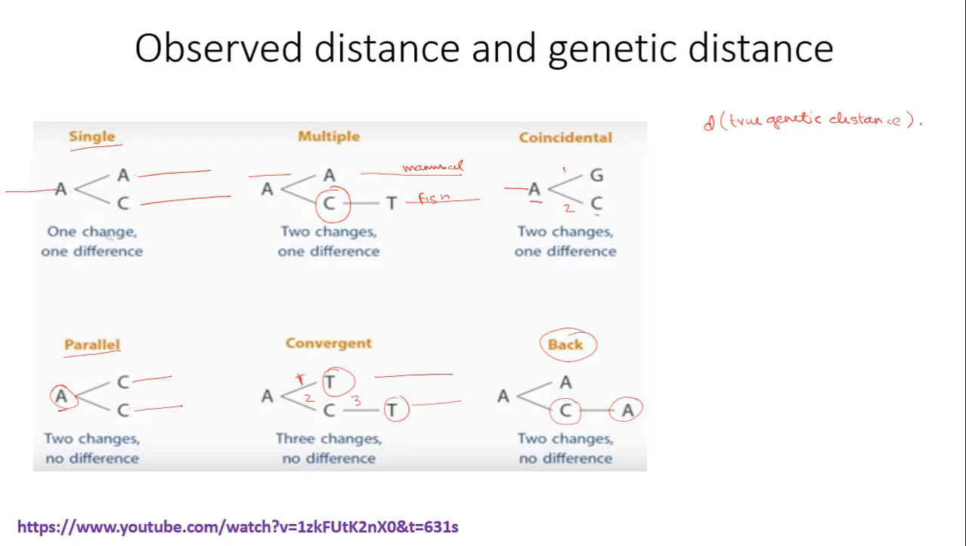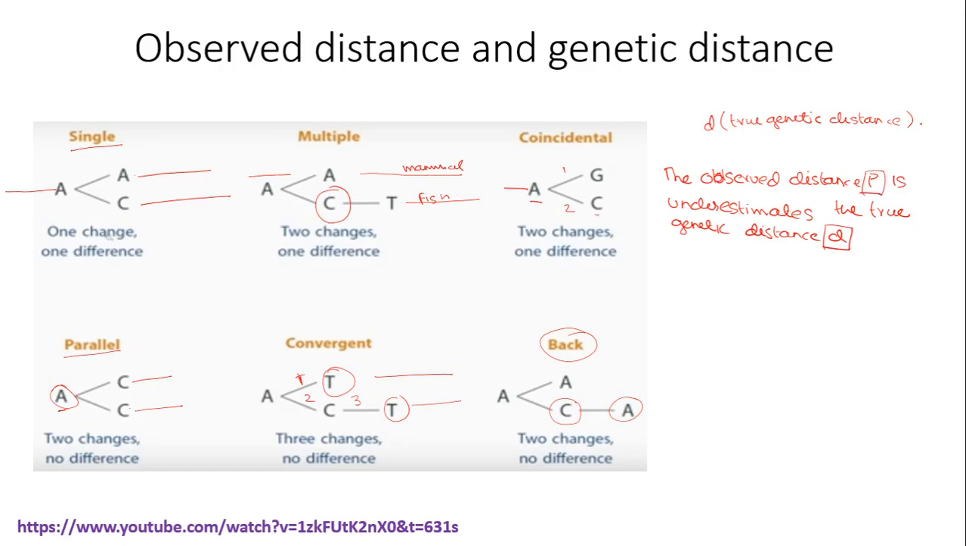Therefore, true genetic distance D corresponds to the actual number of substitutions per site that might have occurred. Therefore, we often say that in this way, the observed distance P underestimates the true genetic distance D.